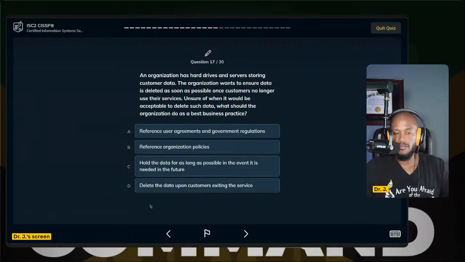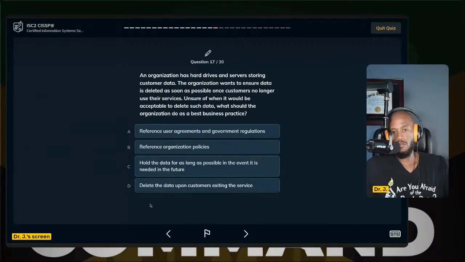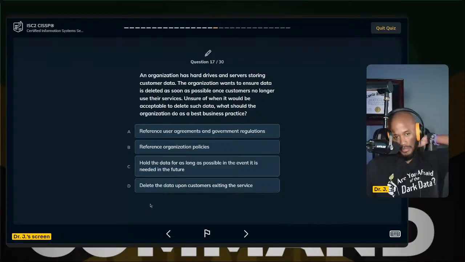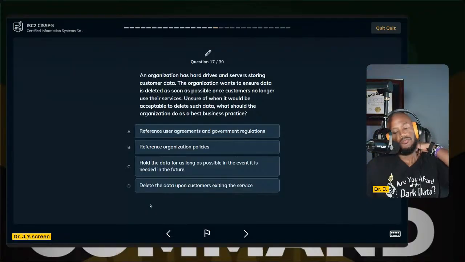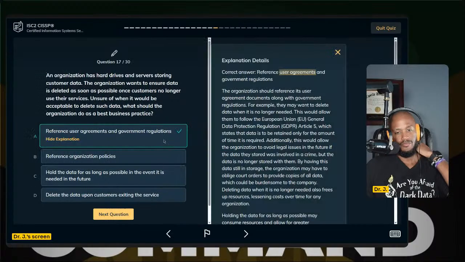Well, to a certain extent, because governmental regulations are the baseline, a minimum. You can't go beyond this floor, but you can always add additional user agreements. Like if the government said you have to keep this for 7 years, then you can't go and say, well, I can keep it for 8 years. You can't go above it, right? That's what I think is A. Yeah, I'm gonna go with A.